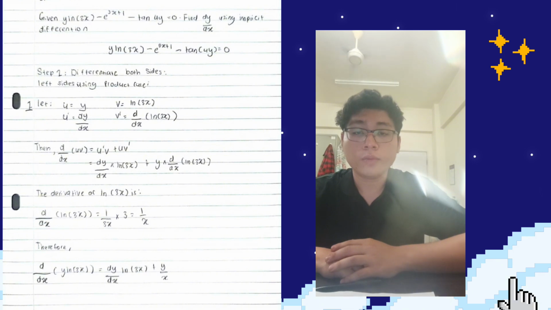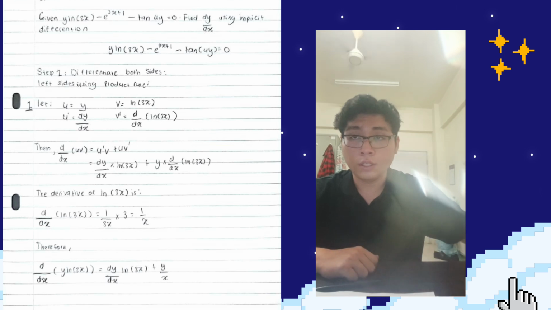Given y ln 3x minus e to the power of 2x plus 1 minus tan 4y equal to 0, find dy per dx using implicit differentiation. So, first step, differentiate both sides with respect to x. Let's start with the first term, y ln 3x. Here, we will use the product rule, which says (uv) prime equals u prime v plus u v prime. So let's treat u equal to y and u prime equal to dy per dx. v equal to ln 3x and v prime equal to d per dx of ln 3x.